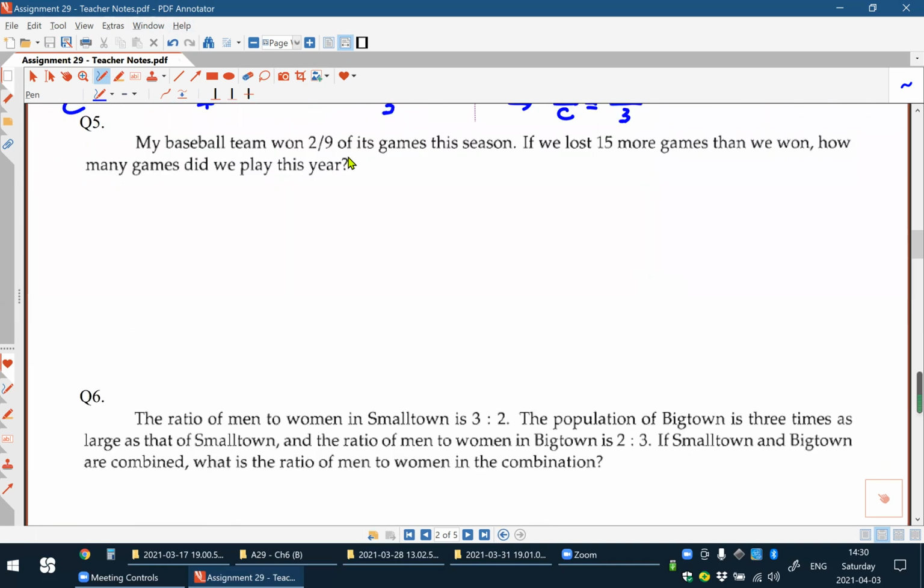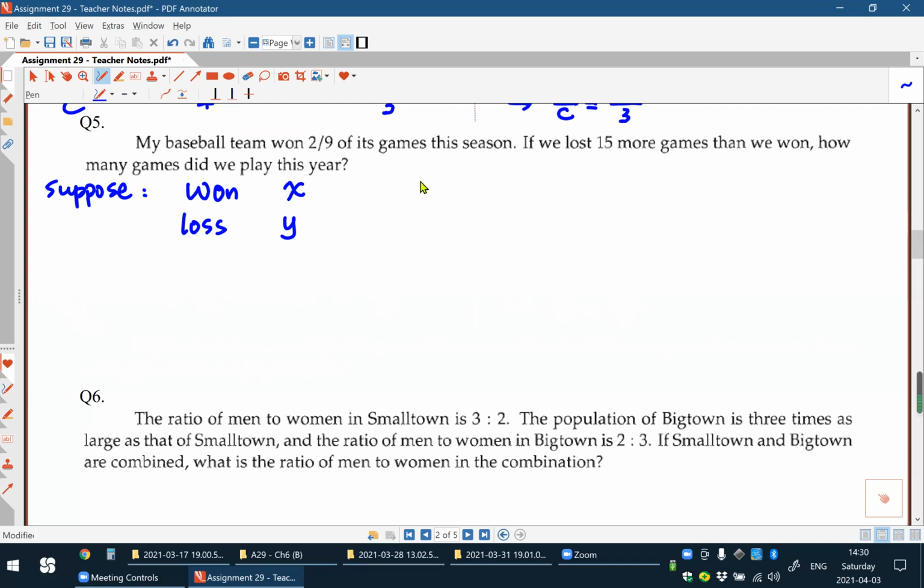A baseball team won 2/9 of its games this season. If we lost 15 more games than we won, how many games did we play this year? Okay, suppose the number we won is X, and the number of losses is Y.